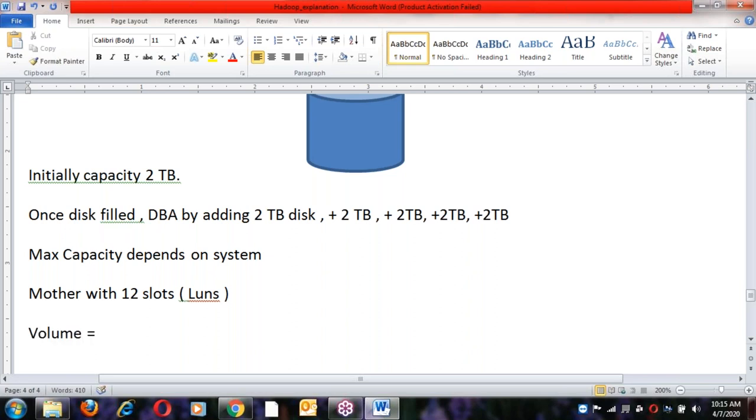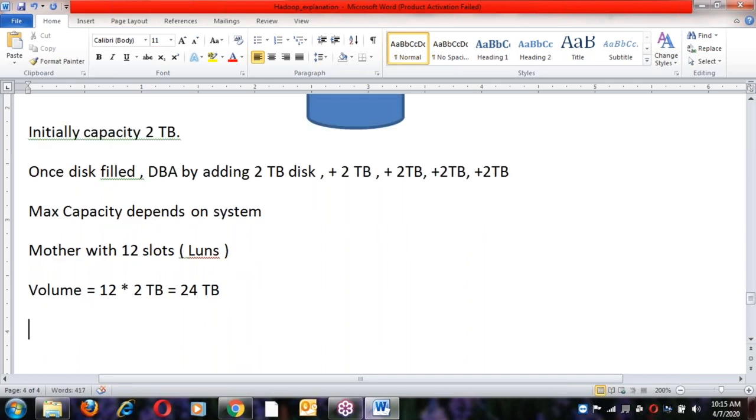Volume equals 12 slots multiplied by 2TB, which is 24TB. So the maximum is 24TB. Initially, the database capacity is 2TB. Next, you can add one more 2TB disk, and another, up to 12 disks. So the max capacity is now 24TB.